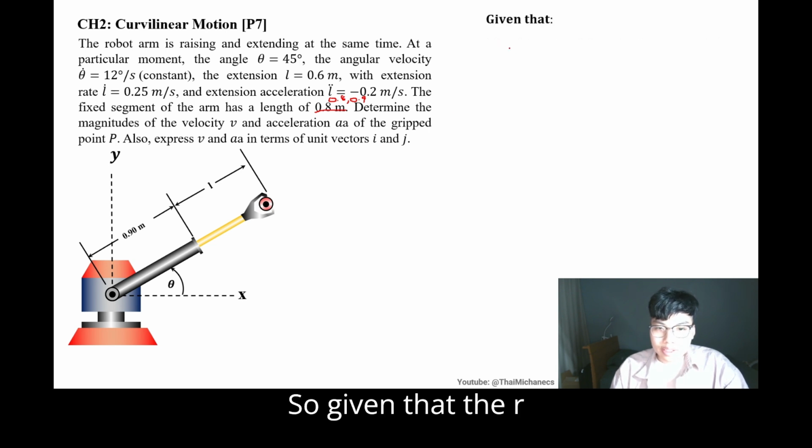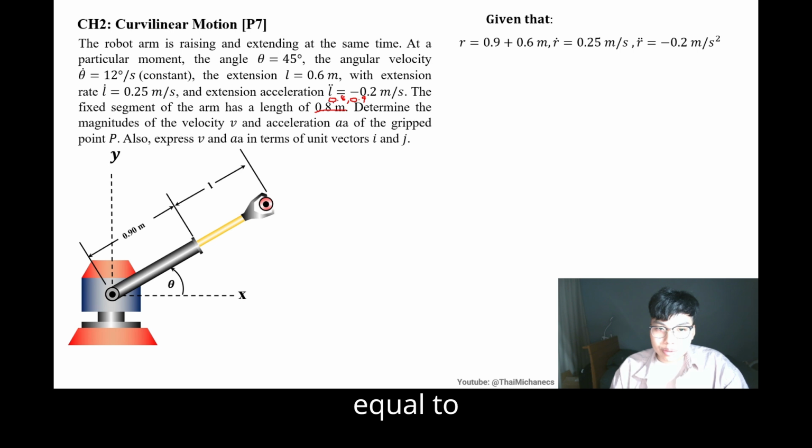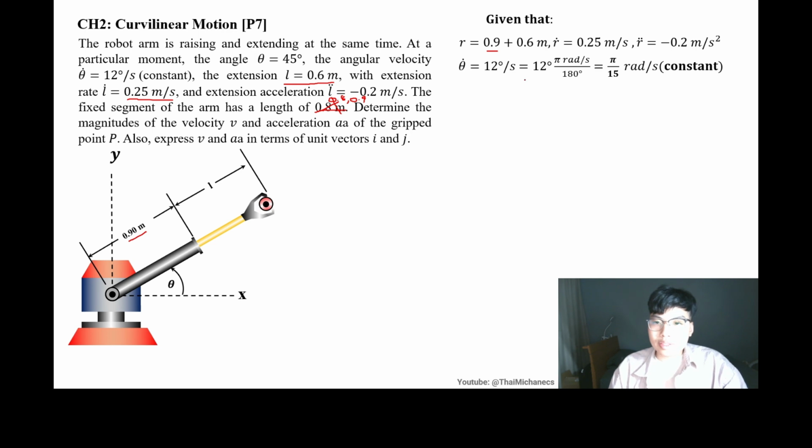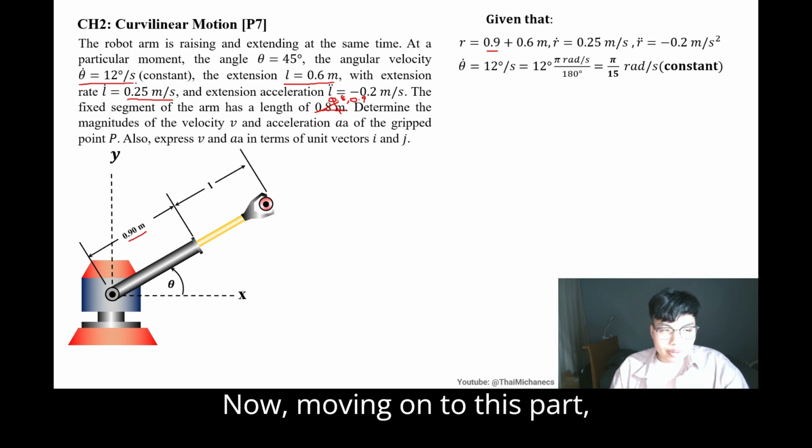So given that r equals 0.9 as a fixed condition plus 0.6, which is the extension, then the radius rate, on how it would expand or enlarge, is 0.25 meter per second. Acceleration is minus 0.2.